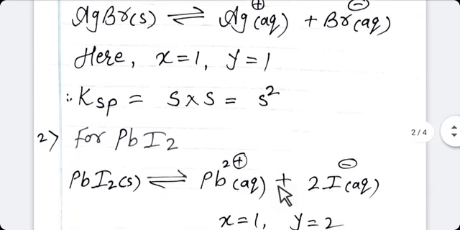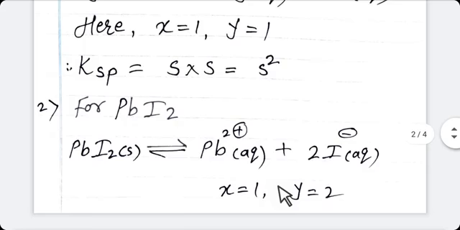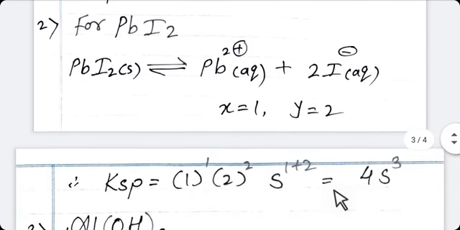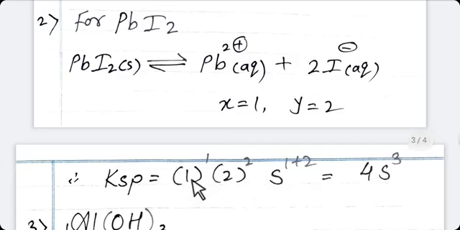Now for PbI2, Pb2+ produces Pb2+ and 2I minus, means X is equal to 1 and Y is equal to 2. So we will get 1 raised to 1, 2 raised to 2, and S raised to 1 plus 2.